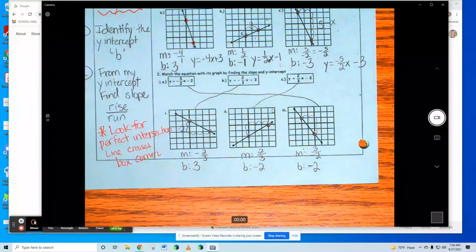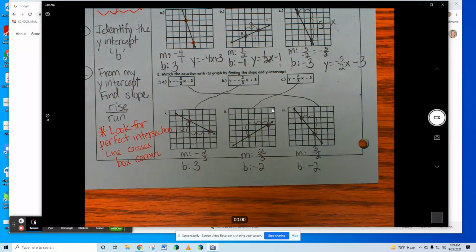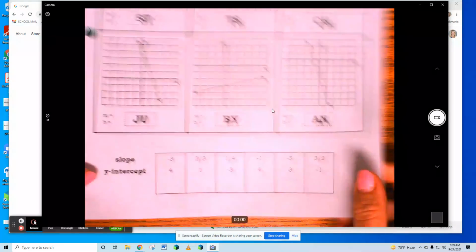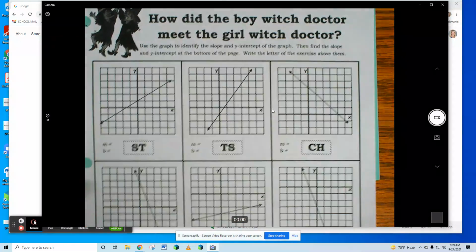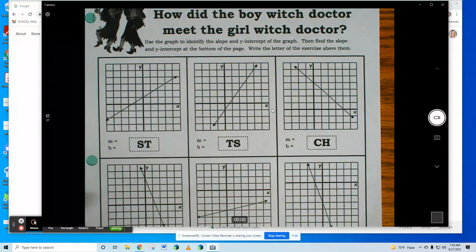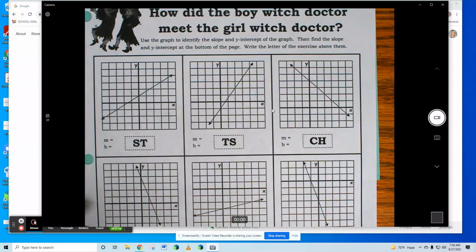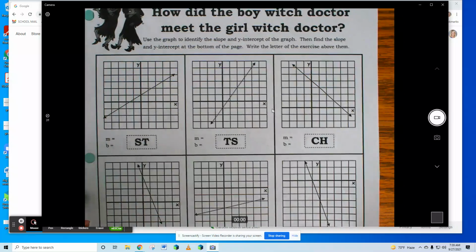Here we go. In our homework tonight, which I'll show you right now, I've got a line, and your job is to write the equation. I'm also going to do a little Delta Math. So let's get started.